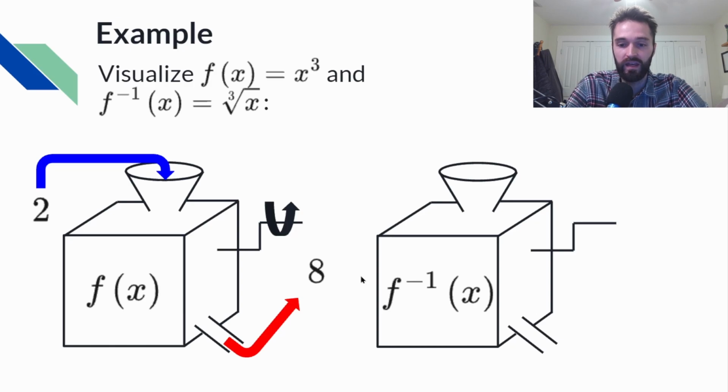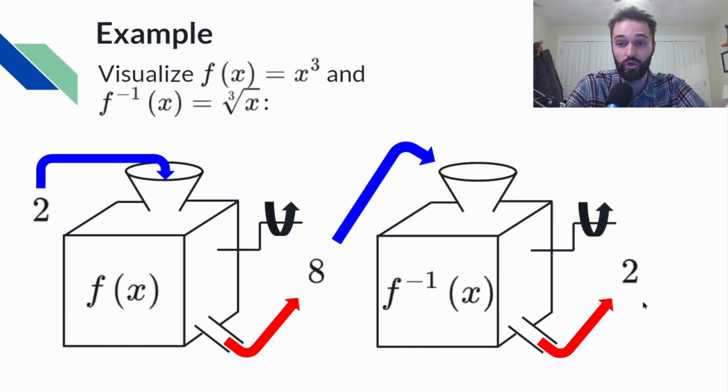And then if we take 8 and we plug it into the inverse function and then turn the crank, f inverse does its thing, and it says to take what we're given and take the cube root of it. So what's the cube root of 8? The answer is 2. And this is what always happens. We start with some value, we get out another value, plug that into the inverse, and what comes out is the value that we started with.